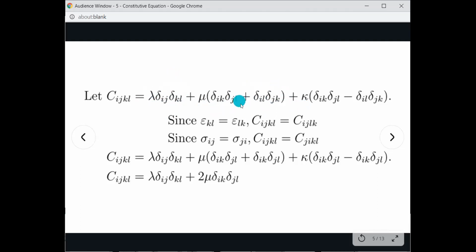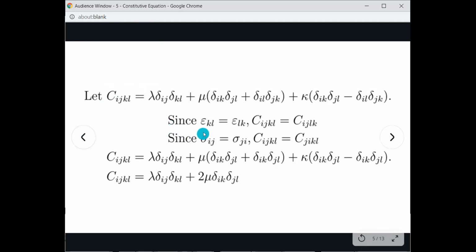Here, the sum of the 2 multiplied Kronecker delta and the difference of 2 multiplied Kronecker delta. And we hope that using this form, okay, so this is just the form that is proposed by Lame. This is just a form. So we hope that using this form, we can define systematically what the elements of this elasticity tensor are.